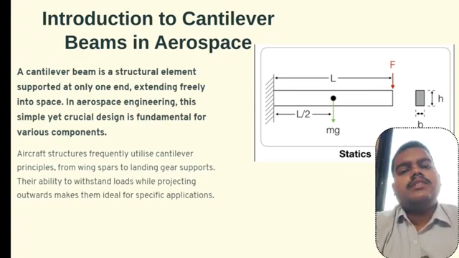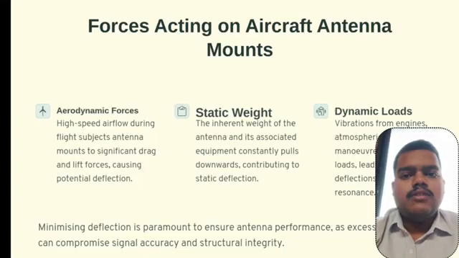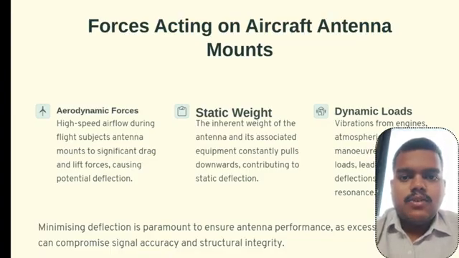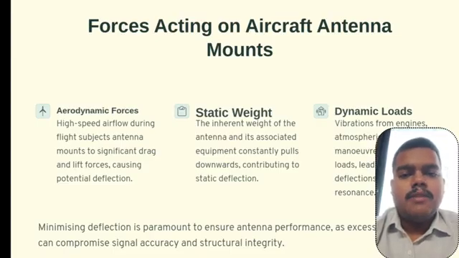First, there are various forces acting on these cantilever beams. There are three types of forces acting on a cantilever beam. During flight, the antenna experiences aerodynamic forces like drag, which tries to pull it backward. There's also the static weight of the antenna itself, which constantly loads the beam. And finally, dynamic loads, that is vibrations from engine, turbulence and sudden maneuvers. All these forces can cause the mount to move or bend slightly. That's why minimizing this motion is critical to maintain proper signal alignment and overall communication reliability.